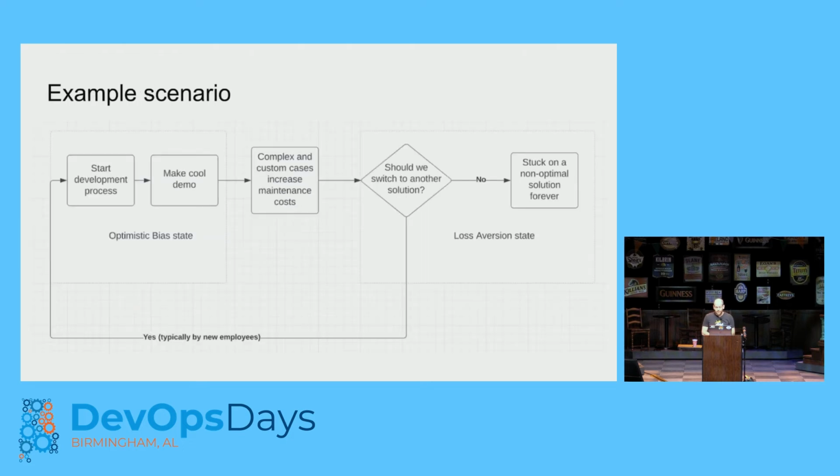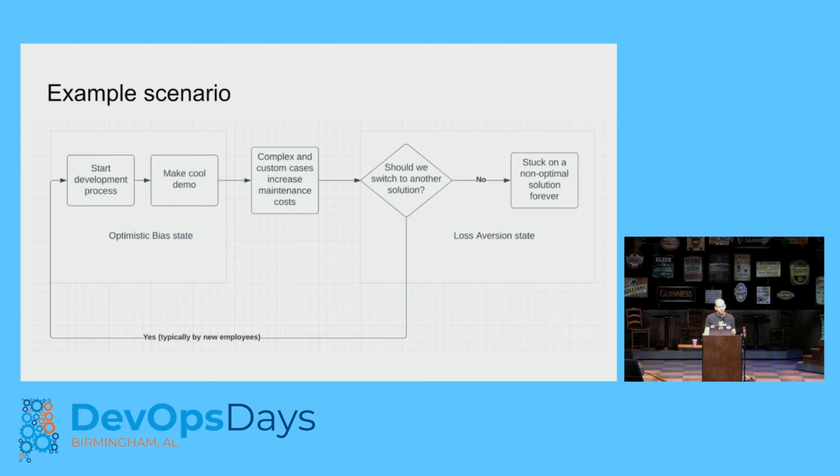So, an example scenario: the start of the development process. We make a cool demo. It's always easy to make a cool demo. You get excited. That's your optimistic bias state. But what happens after that is you run into complex and custom cases, and that increases your maintenance costs. Your costs have gone up, right? Sometimes you can cope, and sometimes you cannot. You realize that, well, I cannot maintain my solution anymore.